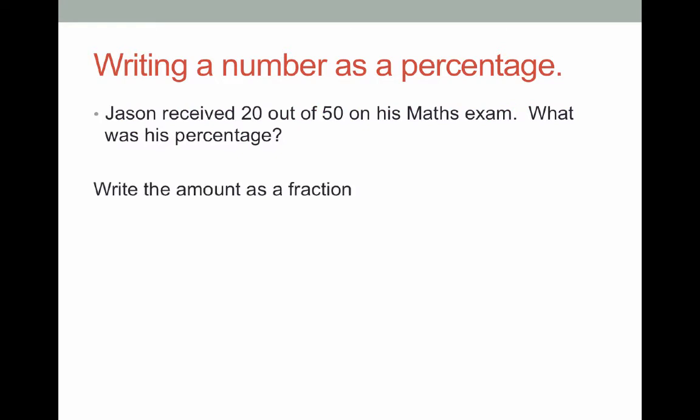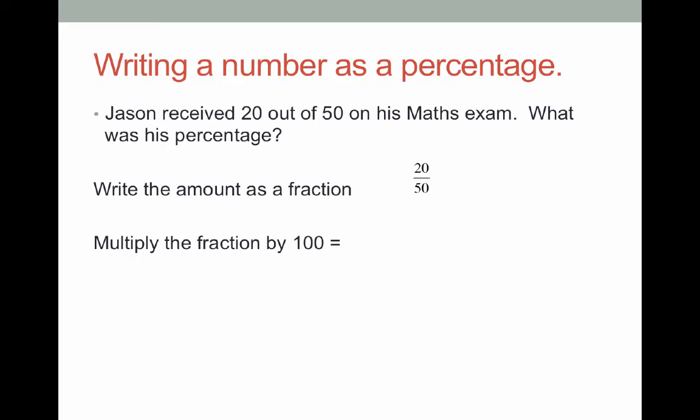The first one is a mental one. We want to write this amount as a fraction in our minds. 20 out of 50 is the same as 20 over 50. That's what the number is as a fraction. Our second step is to take that fraction and to turn it into a percentage by multiplying by 100.